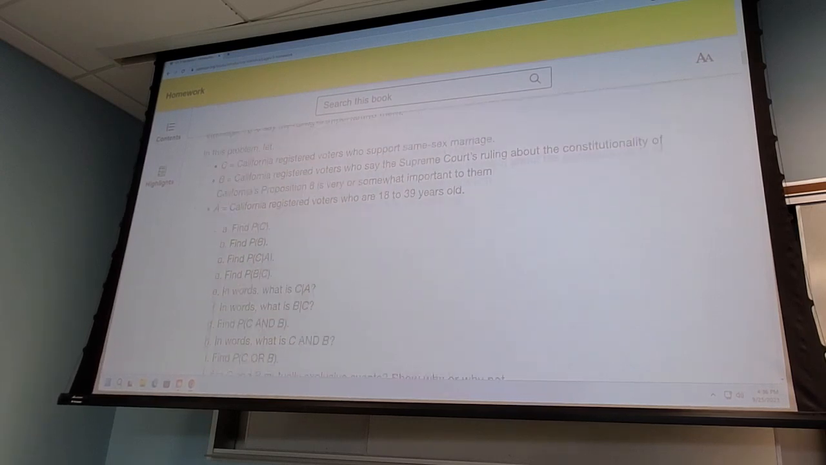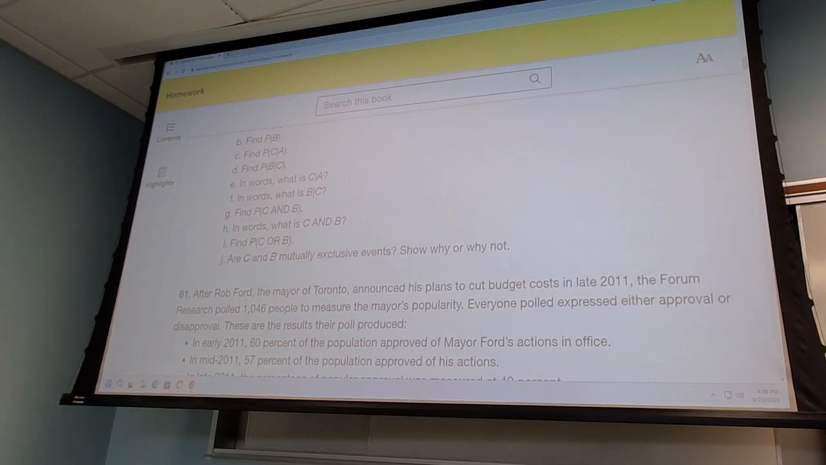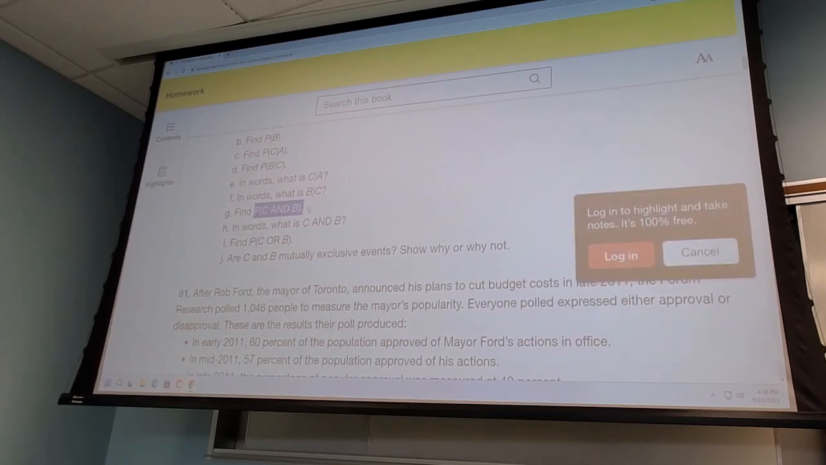What's the formula for the probability of C and D? C given B times B, or B given C times C. Sure. So it's going to be the probability of one times the probability of the other one given the first. Either which way.